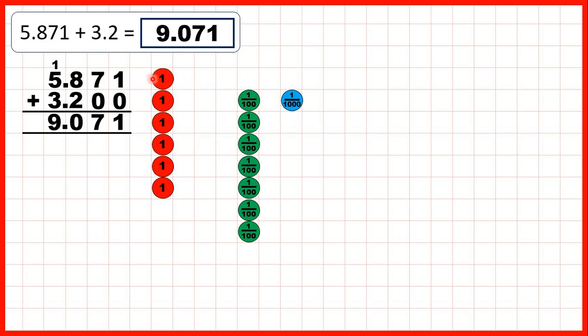But then we added 2 tenths, and that meant that we had 10 tenths altogether, so we could exchange them for 1 extra 1. So that meant we had 0 tenths in our answer. And then onto the ones column, we had the 1 that we made, plus the 5 that we started with, plus another 3. So that gave us 9 ones in our answer, 9.071.